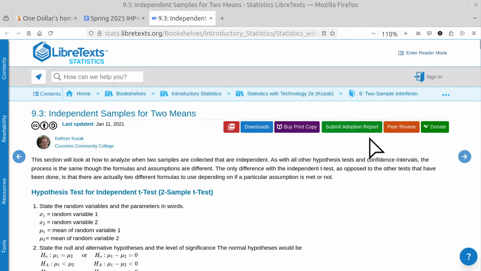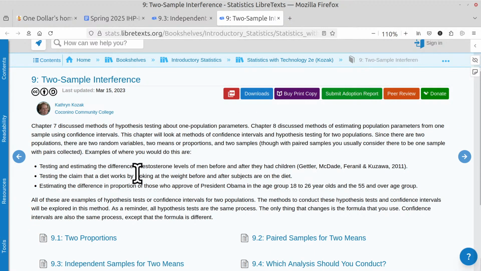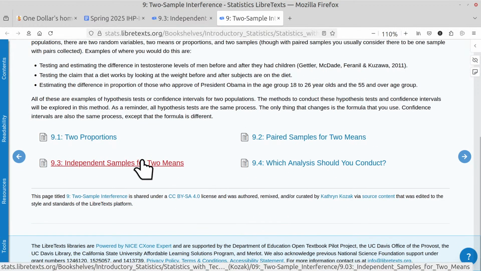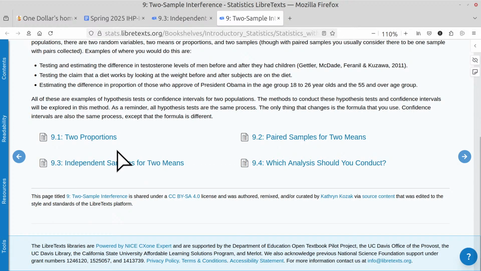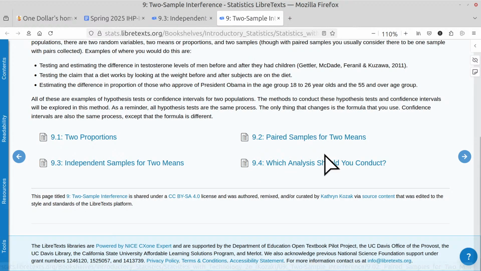Okay, last time we just finished chapter 9.1 and 9.2. Chapter 9.1 covered two proportions, and chapter 9.2 covered paired samples for two means. Today we are moving to chapter 9.3 about independent samples for two means.